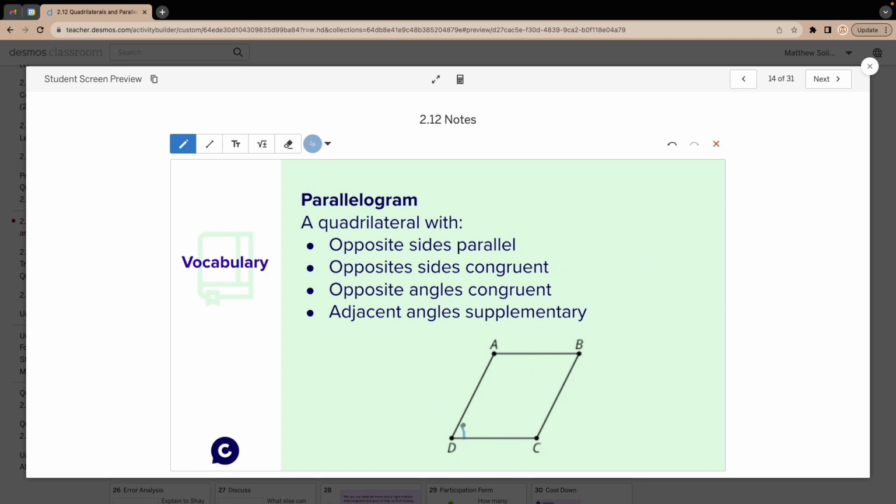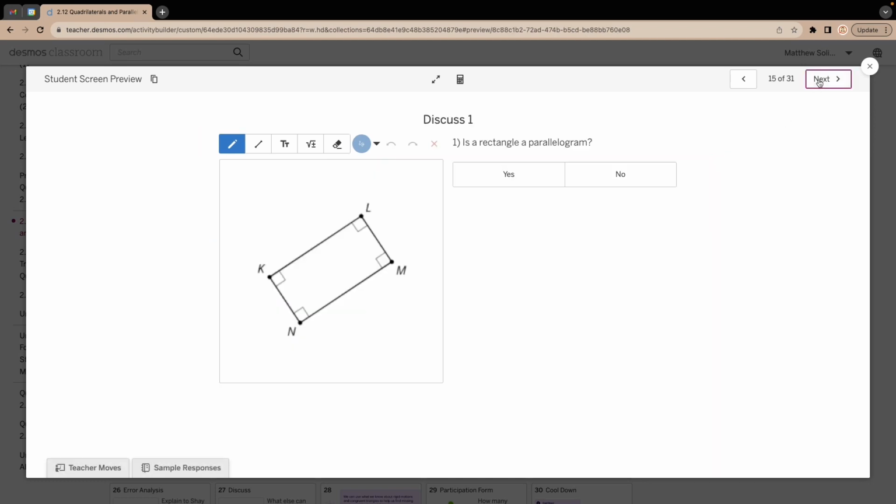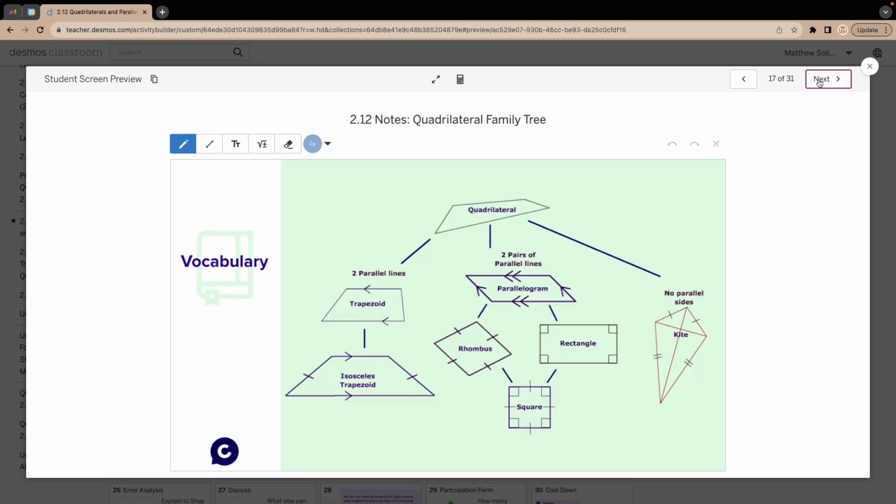Opposite angles are equal. So angle D is equal to angle B. And angle A is equal to angle C. And adjacent angles are supplementary or add up to 180. So if this one was 100, this one would be 80. There's an example. So next to each other equal 180, across from each other are equal to each other. I'm going to skip ahead.